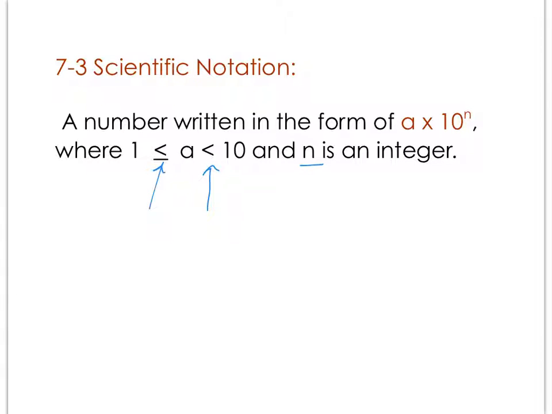So, for example, we could have 1 times 10 to the third power, but we cannot have 10 times 10 to the second. We cannot have 10 as our a, or our first number, written in scientific notation.